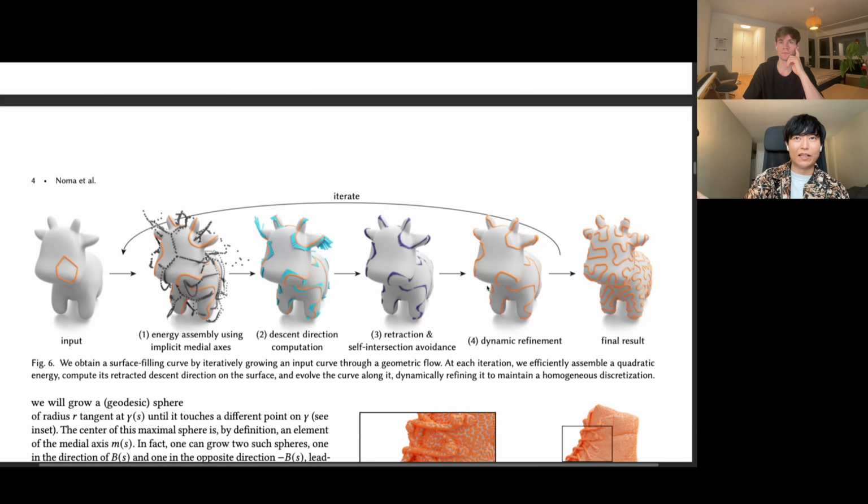I want to get into the details of this one, just the energy assembly, in a moment. Before that, though, I just have one follow-up question on the self-intersection avoidance. We'll get to the energy that you go for minimizing in a minute, but in short, it's composed of two components, right? It's composed of a repelling force similar to the other paper, but not the same. And then there's also a length component to that.